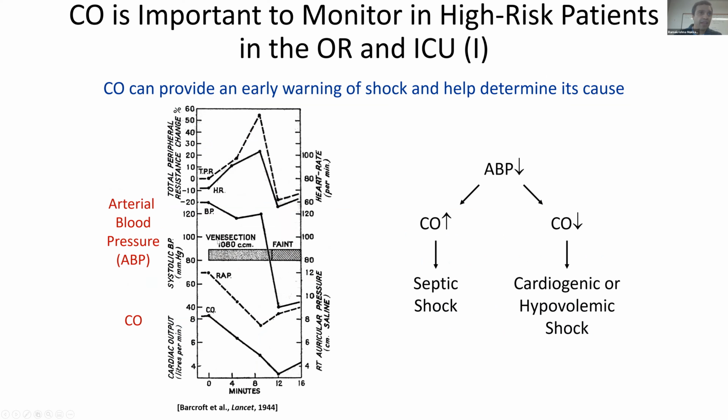Cardiac output monitoring can provide an early warning of shock. For example, in the early stages of a bleed, mean arterial blood pressure is maintained even while cardiac output is falling due to compensatory physiologic mechanisms. While obvious hypotension will eventually occur, it's often too late to intervene at this point. So cardiac output, but not arterial blood pressure, could give an early enough alarm of the need for a life-saving intervention. Cardiac output monitoring is also helpful in determining the cause of shock. For example, it can distinguish high output septic shock versus low output cardiogenic or hypovolemic shock.